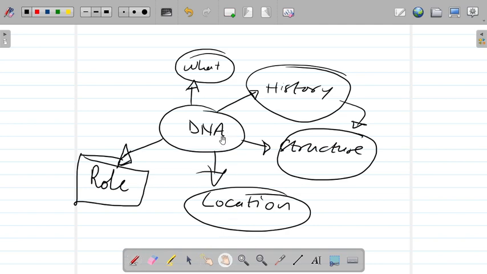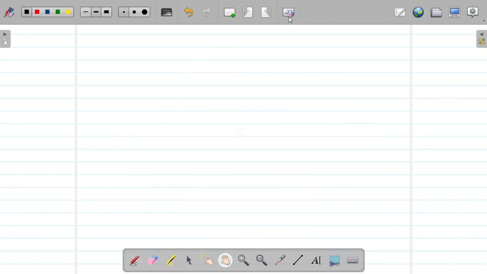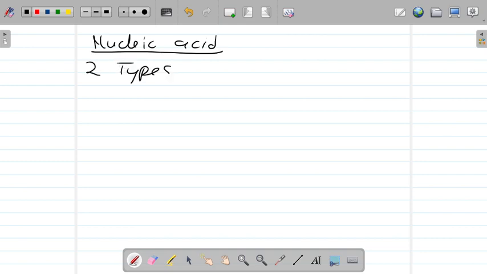So starting then, we have a lot to go through. What is DNA? DNA is basically a nucleic acid. DNA is a nucleic acid, and we have two types of nucleic acid. Remember, it is what we call an organic compound. So DNA is an organic compound.